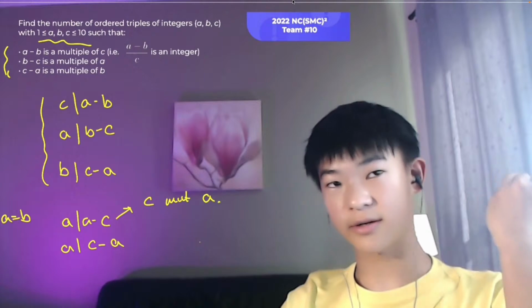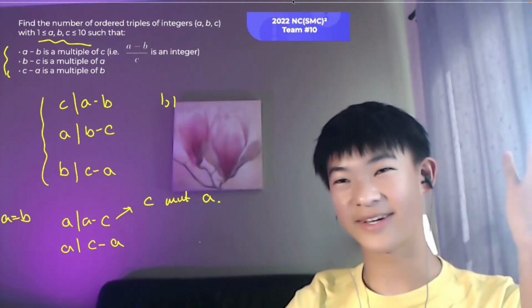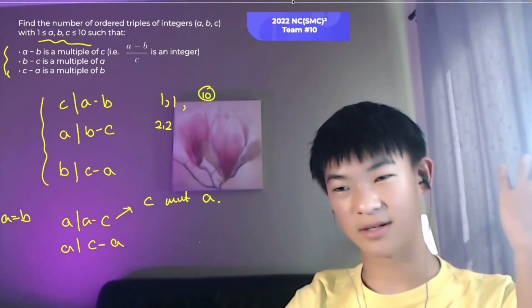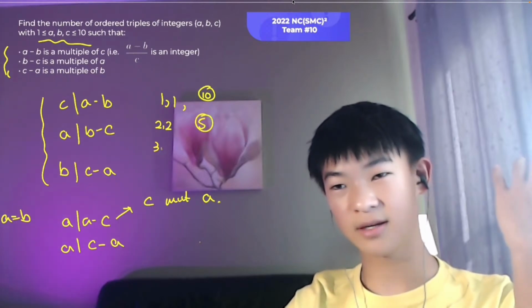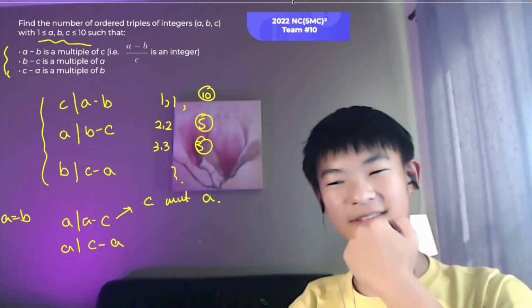If A and B are equal to 1, we have 1, 1, then if C is a multiple of A, there are 10 ways for C. If they're 2, 2, that'd be 5 ways. 3, 3, that'd be 3 ways. And we could keep counting. So this is definitely a way.